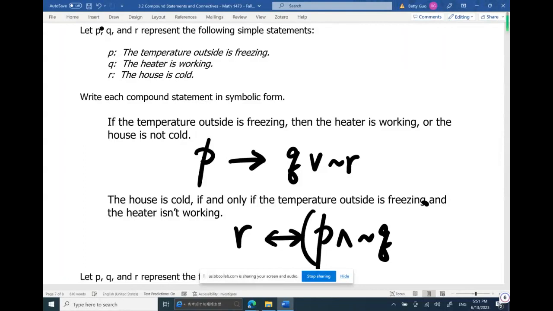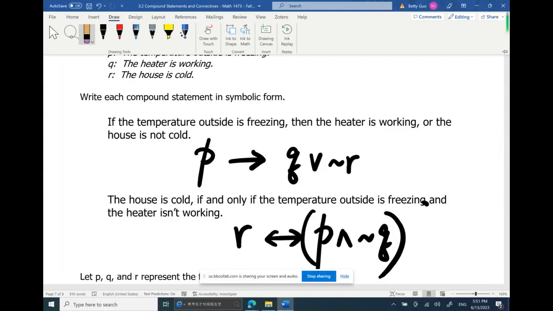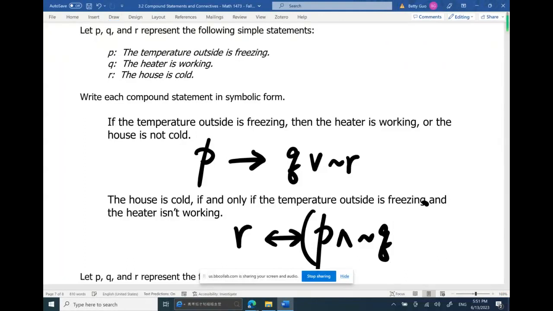Same as earlier, if you want to put a parenthesis here, then you make the structure of the compound statement even clearer, more obvious. But without the parenthesis, we should not have any confusion about the structure, the meaning of the compound statement. Let me double check. R, the house is cold, R, if and only if the temperature outside is freezing, P, and the heater isn't working, not Q. Yeah.